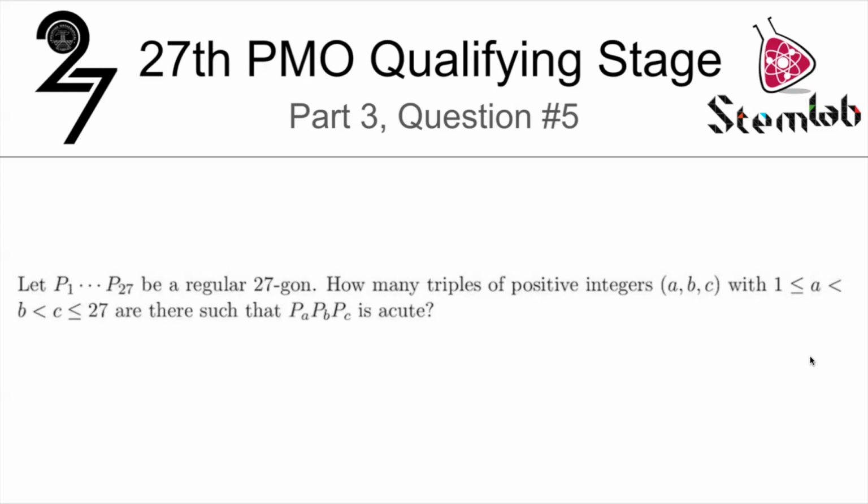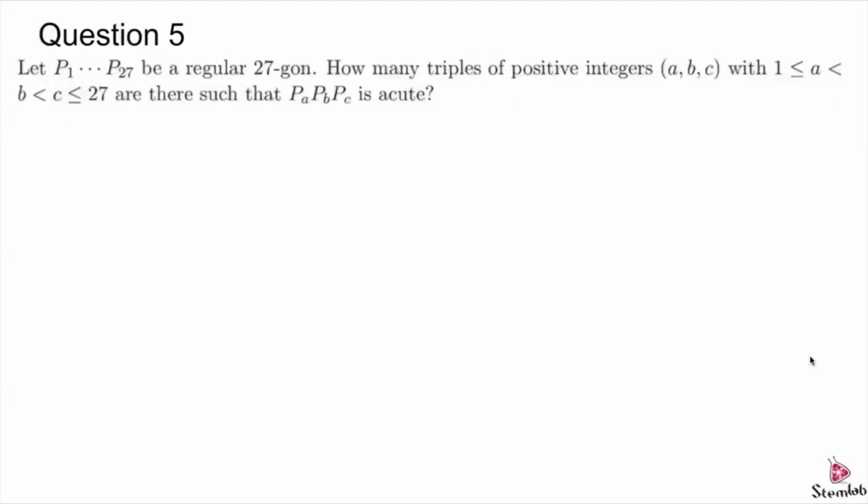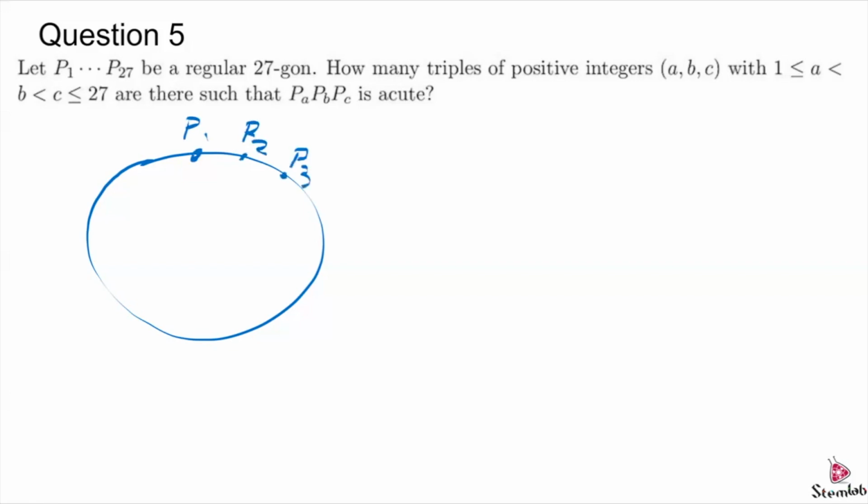Okay, so diving in. Since it's a regular 27-gon, what we can do is think about this as if it was enclosed in some circle. Okay. And P1 through P27 are arranged in order, dot, dot, dot, all the way to P27.